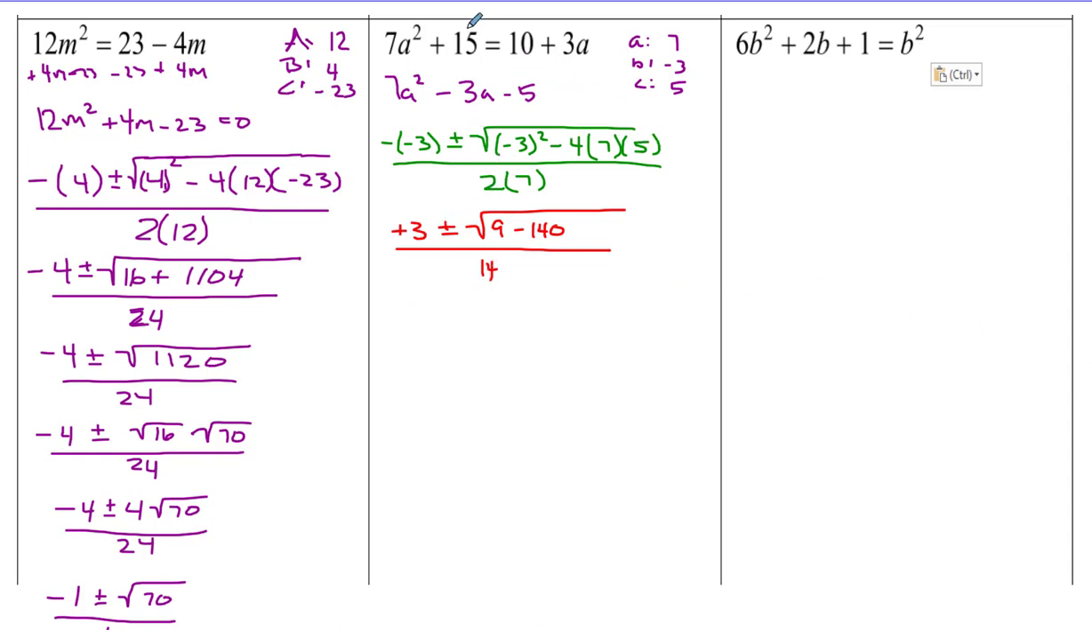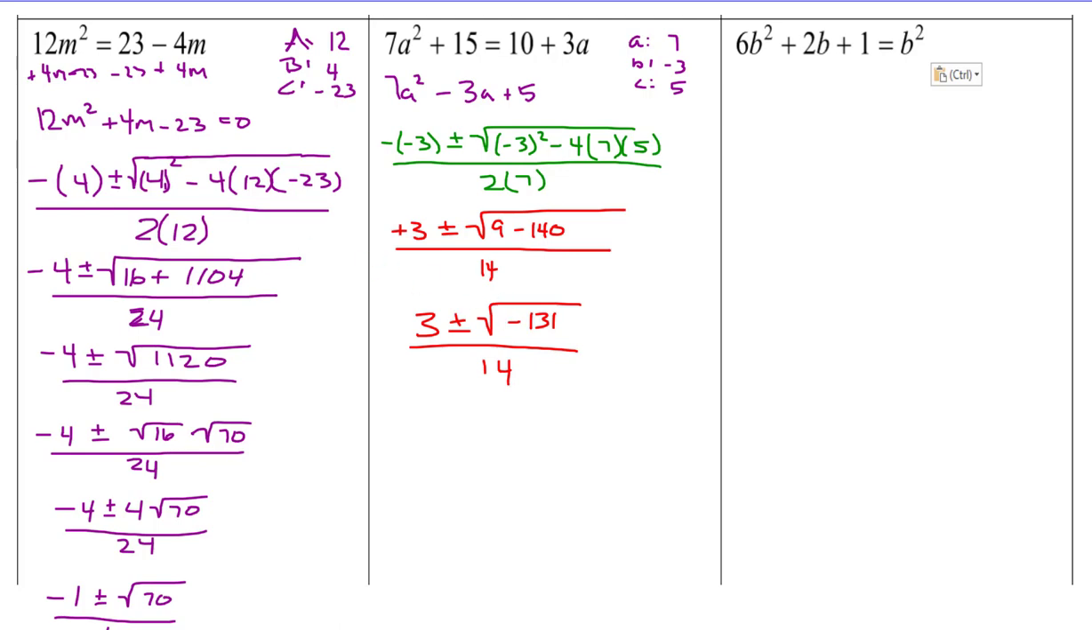All right, whoops, I do have a mistake here. This should be a plus 5. We used a plus 5 right here. 15 minus 10 is plus 5. All right, so once we get to here, we got 3 plus or minus the square root of 9 minus 140, right? We're going to end up having a negative number, negative 131, all over 14.